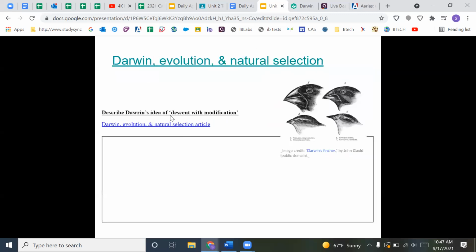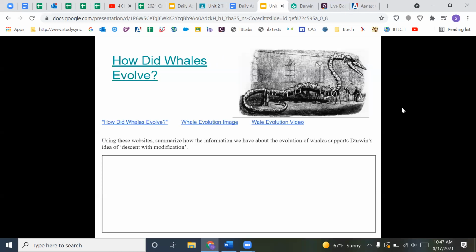Okay, so all you have to do is read through that article and give me a little summary, describe his idea there, okay? How do whales evolve? I want to go through this together. So this is a really good example of looking at evolution because there's a lot of fossil evidence.